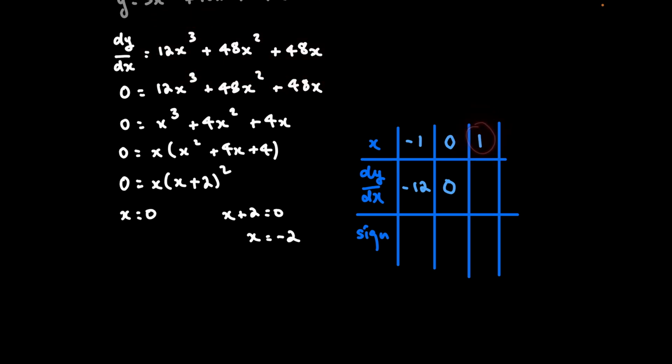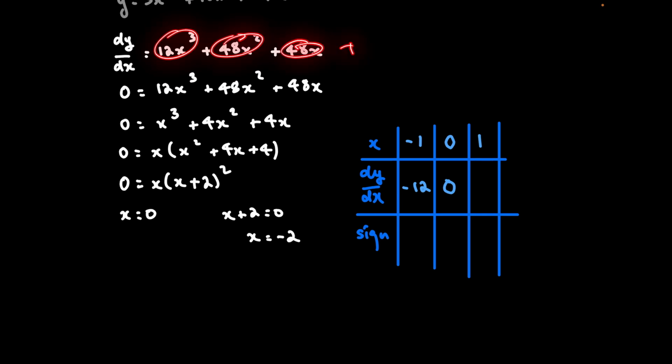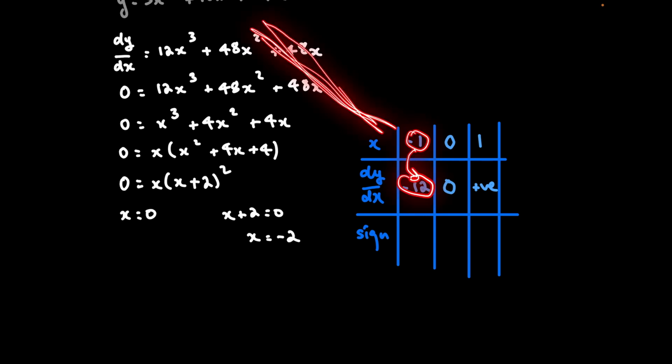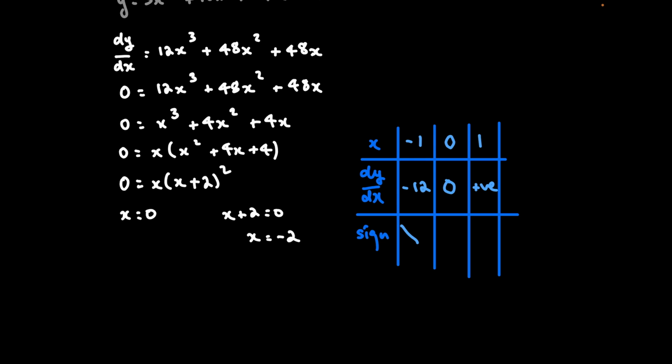But a good rule of thumb is if x equals 1, then all of these terms will be positive. So a positive plus another positive will simply be equal to a positive number. So I'm just going to write positive over here. Cool. So now let's look at our sign. When x equals negative 1, the derivative is minus 12. That means it's falling. The gradient of the tangent line is falling like this.